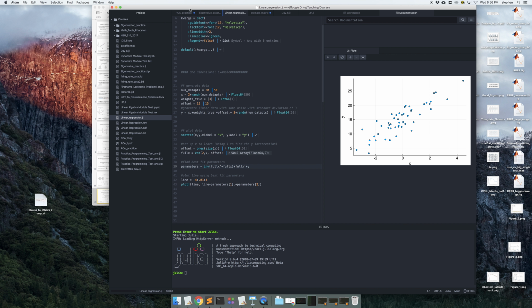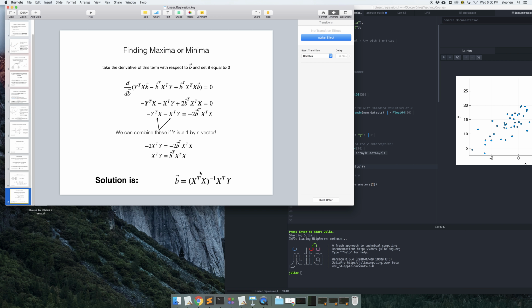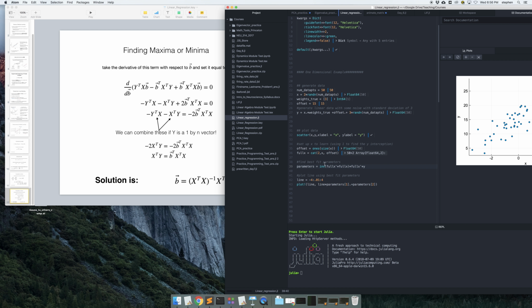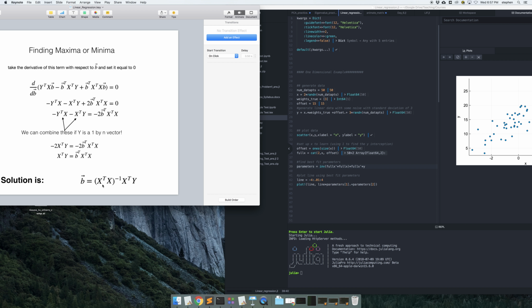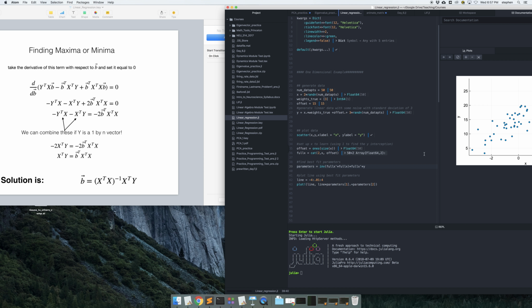And now I can actually use Julia here to calculate this thing right here. So what am I calculating? I've called my x here full x. I'm taking x transpose x, and then I'm taking the inverse of that. So that's exactly the same as this equation: x transpose x, the inverse of that, times x transpose y. That's going to give me my parameters b. And because I added this one, b is going to be two-dimensional.